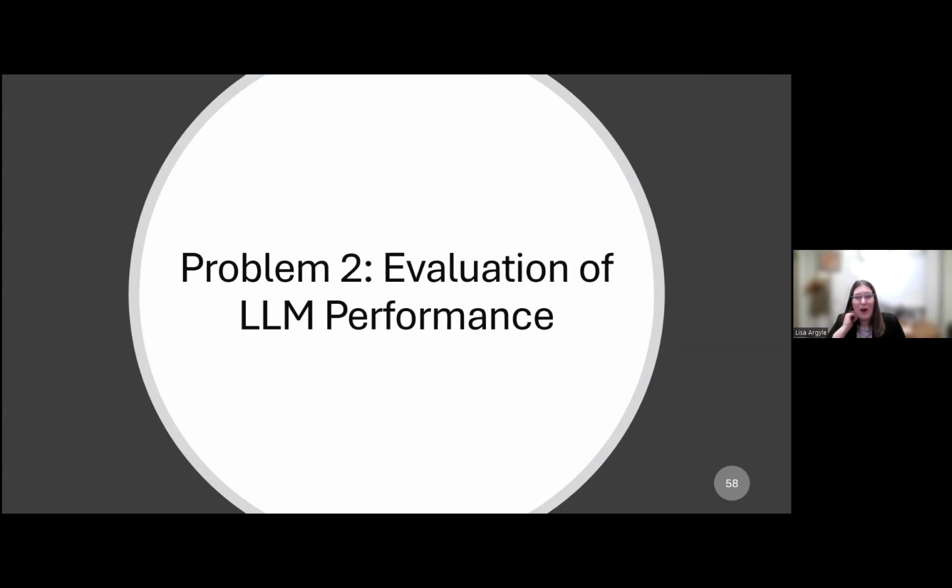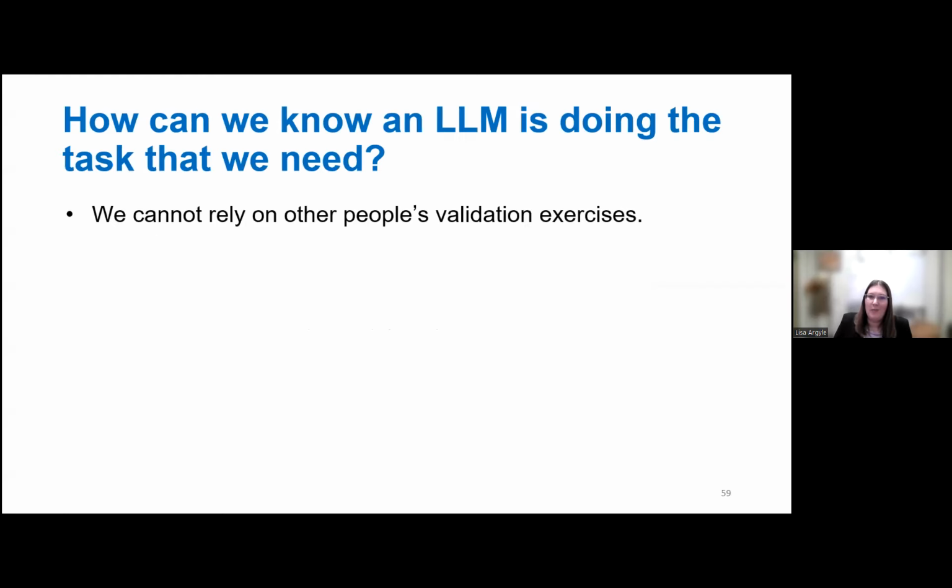The second problem is evaluating the performance of a large language model. How do we know? This is the big question. If we want to use language models in social science research, how do we know the language model is doing the task that we need it to do? We probably, because of all of the reasons I've just described about changes in model, about prompt instability, about how hard it is to move things across contexts, can't really rely on other people's validation exercises.